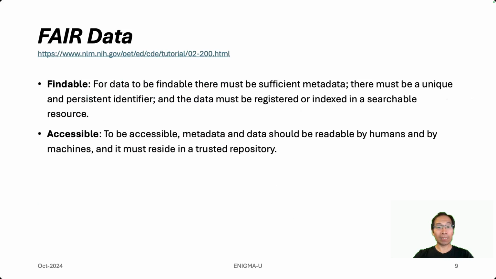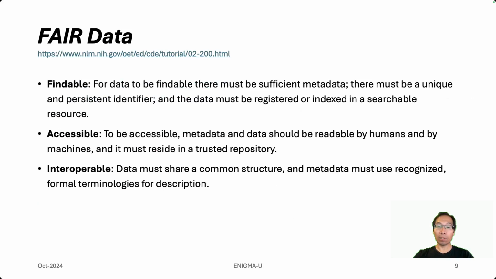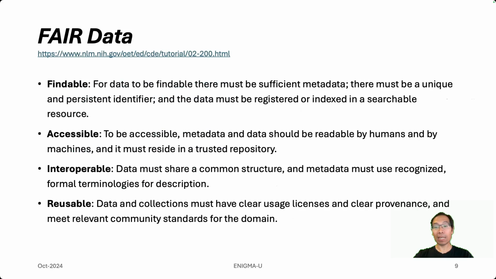To be accessible, metadata and data should be readable by humans and machines, and they must reside in a trusted repository. In terms of interoperability, data must share a common structure, and the metadata must use recognized formal terminologies for description. Finally, for reusability, data collections must have clear usage licenses, clear provenance, and meet relevant community standards for the domain. We can clearly see a standard data structure is necessary here.